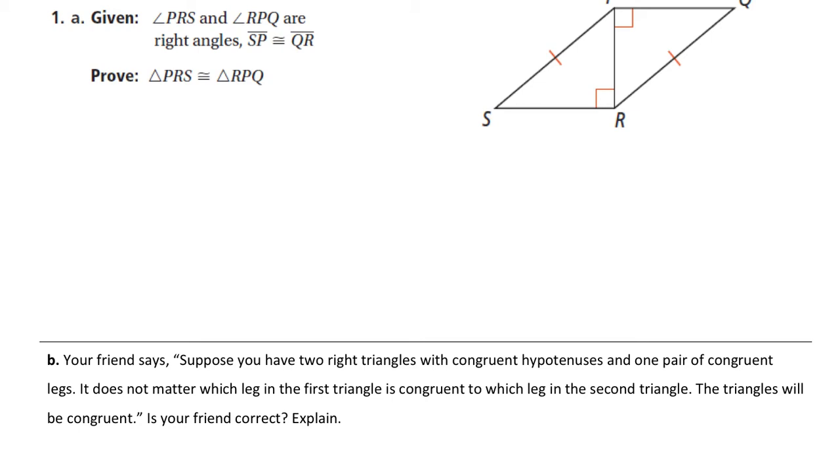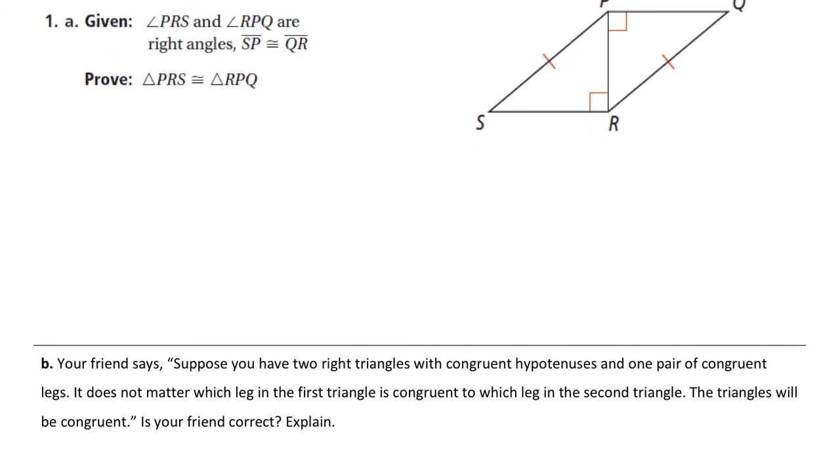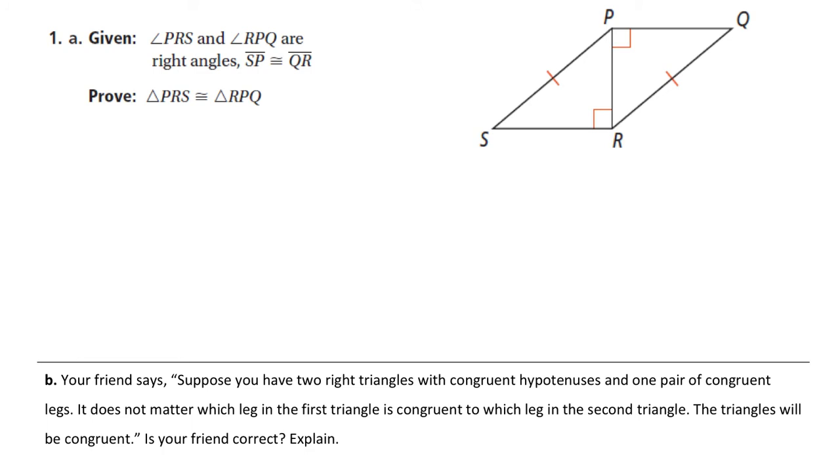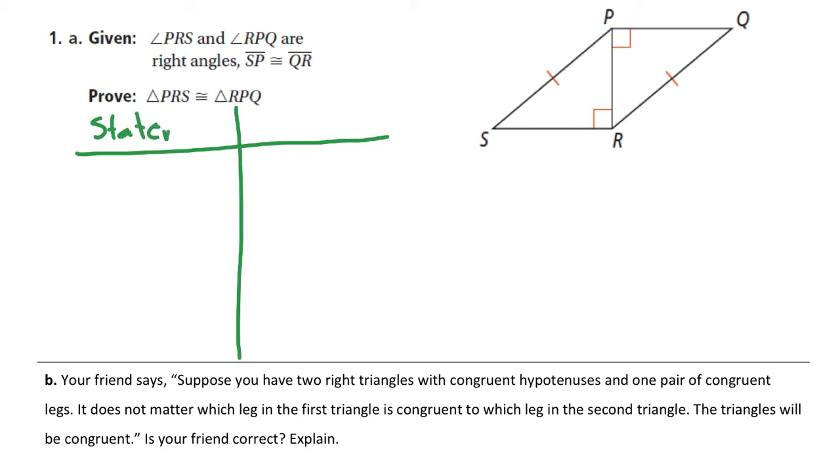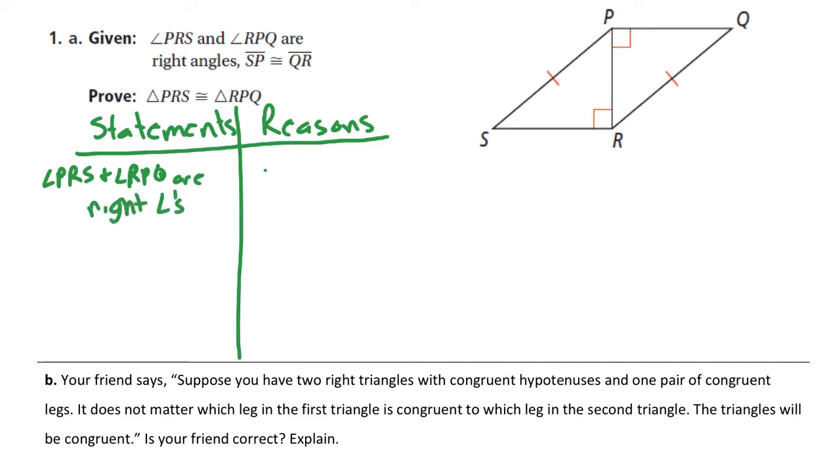So to prove this, I'm going to use a two-column proof, the proofs that we are most familiar with. So I'm going to draw my two columns. And my two columns have statements on one side, reasons on the other. So my first statement is angle PRS and angle RPQ are right angles, and that is given. Okay? Also, SP is congruent to QR. That is given.